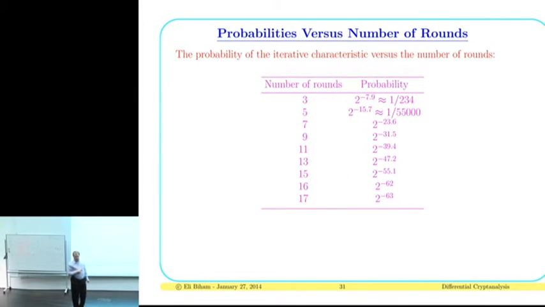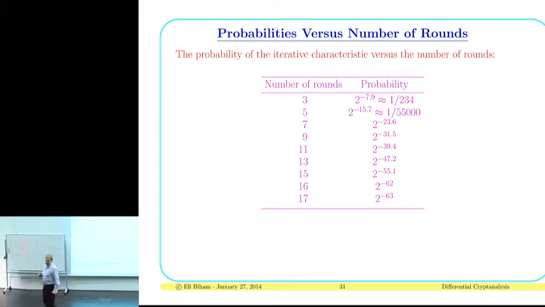Therefore, we get the following probabilities. For three rounds, meaning zero, psi, zero, this is the probability of three rounds, we get 1 over 234. It's much worse than the one I showed you before. For five rounds, it would be twice psi in the second and fourth rounds. And therefore, this would be the probability. It's still much worse than we had before.